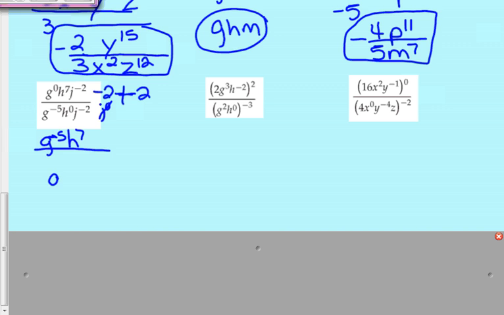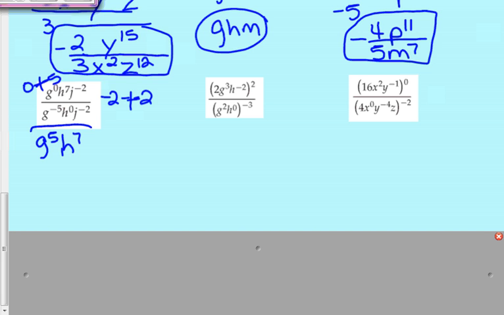Oh, hang on. We messed up on this one completely. Hold on, I got to back up just a minute. It's 0. This is why you need to write it down. 0 minus negative 5 on the g's, which is g to the 5th power. And 7 minus 0 is h to the 7th power. And like I was saying with the j's, -2 minus a -2 cancels our j's away. So this is our answer. We are left with G5H7. Okay, next one.